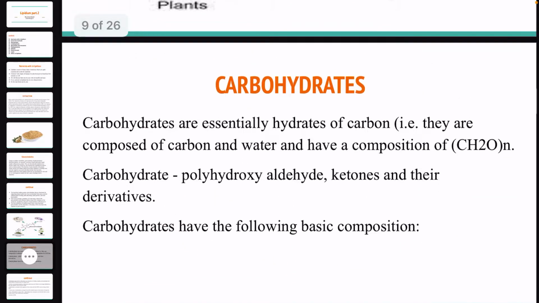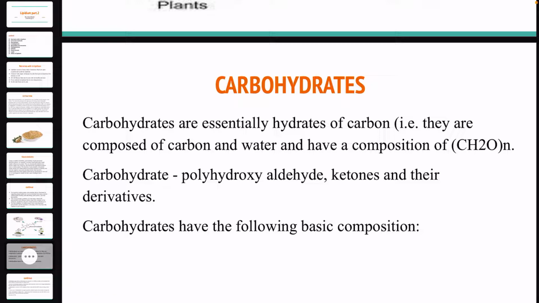So the second nutrient in Lepidium we have is carbohydrates. Carbohydrate is a really essential part of your body. It gives strength to your brain, your digestive system, and other things that are really important for you. Carbohydrates are essentially hydrates of carbon. They are composed of carbon and water and have the composition CH2O.